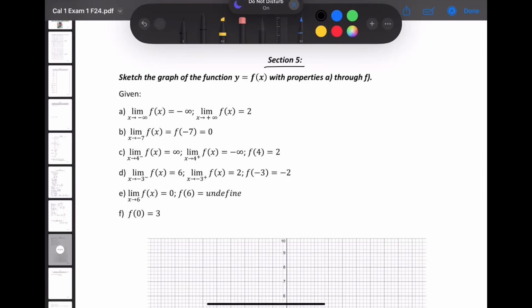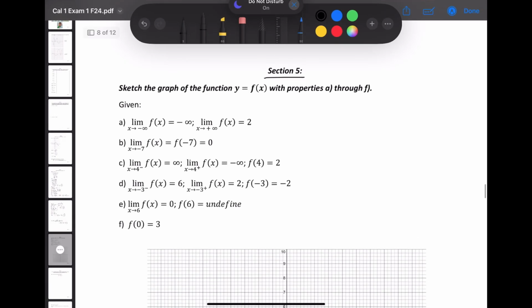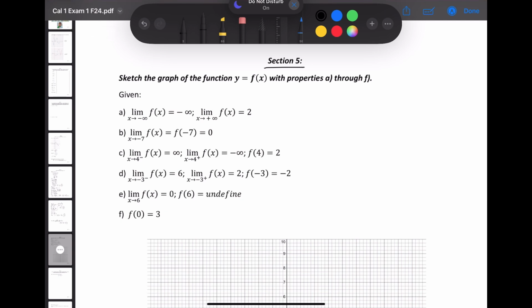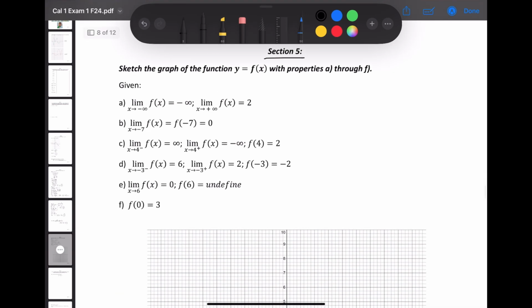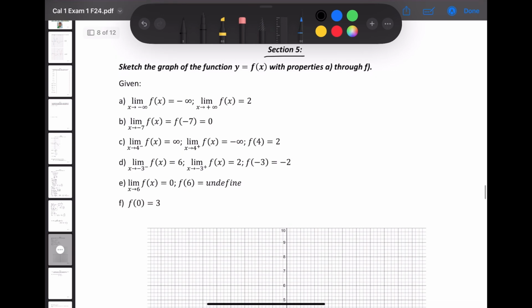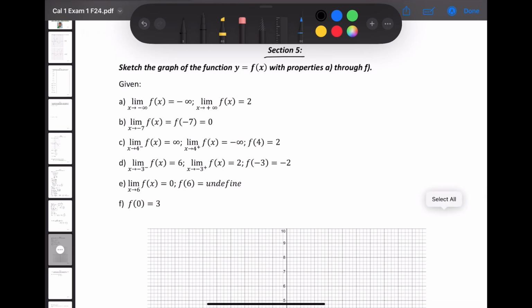Okay, so now moving on with section 5, still on exam 1, our second to last video. This page 8, yes, okay. So for these, we have A, B, C, D, E, F, G. We have 6 properties, A through F. So you need to sketch the graph of the function, y equals f of x.